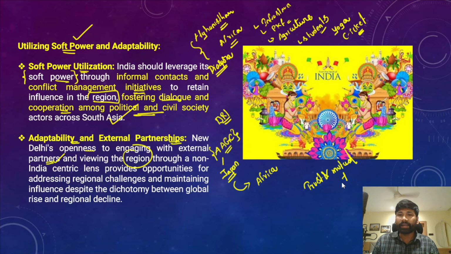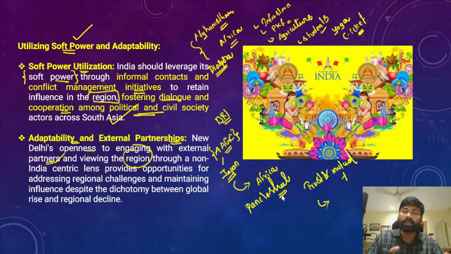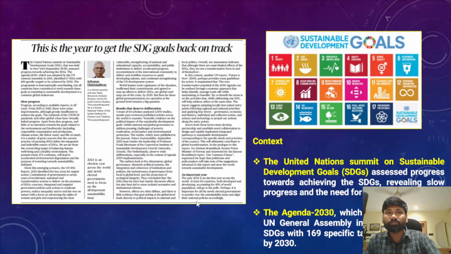And at the same time, India should also respect the sovereignty and territorial integrity of those countries. We are all aware of the Panchsheel principles. The Panchsheel principles are one of the ideal ways to arrest the declining regional influence of India. So that is how we can address the dichotomy between global rise and regional decline that we have been observing right now. So the next important news article is with respect to the Sustainable Development Goals.